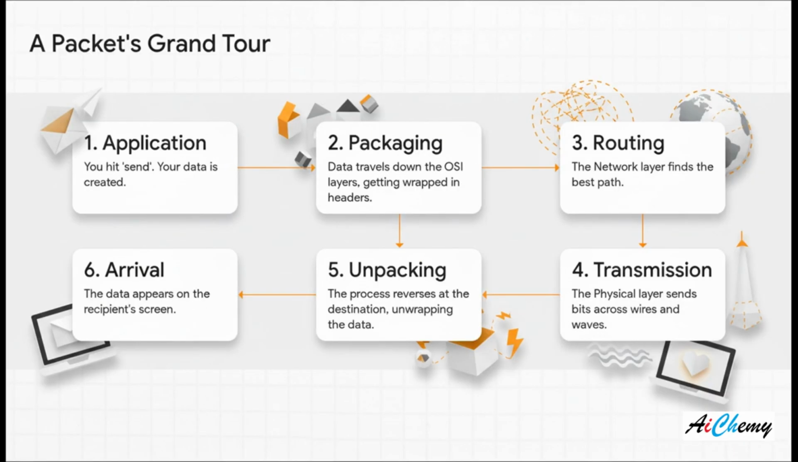So let's just recap the whole crazy journey. You hit send on an email, your data gets created up at the application layer, then it travels down that whole stack, getting wrapped in a new header at each layer like a little digital package. The network layer finds the best road for it to take, and the physical layer zaps it out as signals. On the other end, the whole process just happens in reverse. The message gets unwrapped layer by layer until it shows up, perfectly put back together on your friend's screen. And this all happens in a fraction of a second.